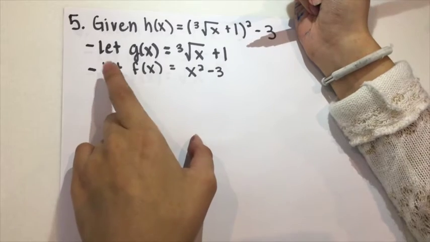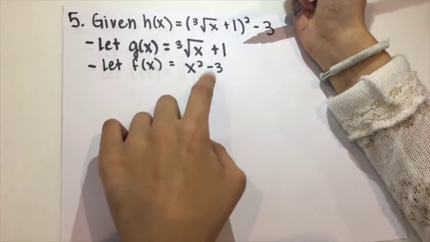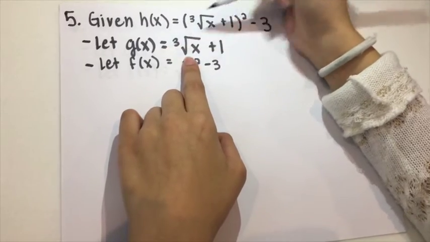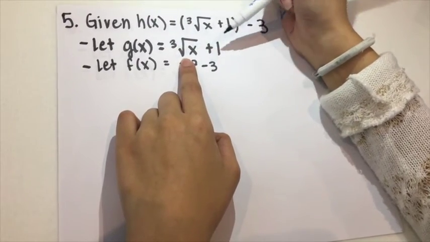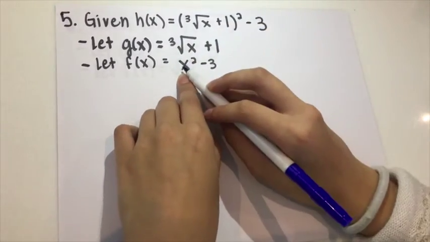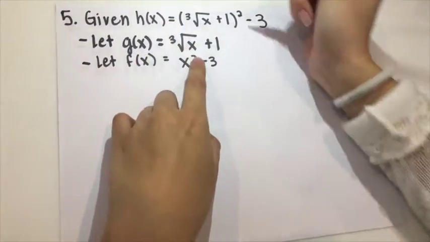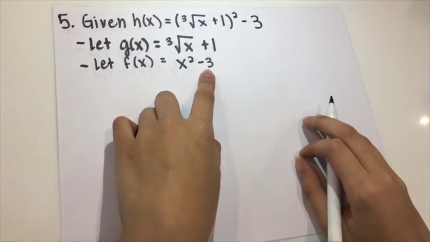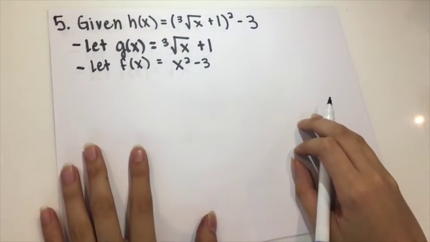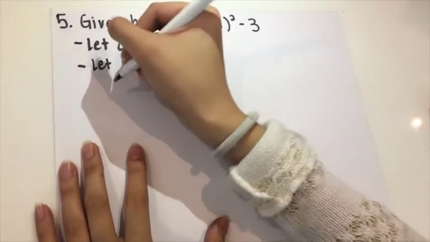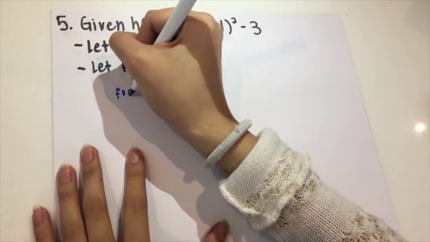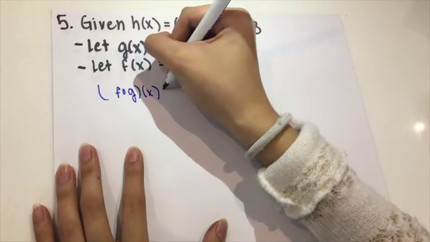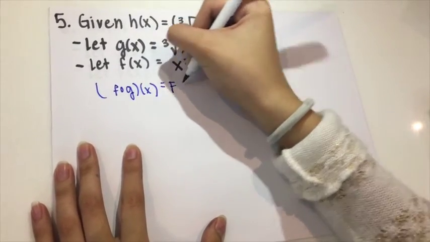Next, let f of x be equal to x squared minus 3. Since we already assigned g of x to cube root of x plus 1, we'll label it as x squared and then minus 3. So now, we know that f of g of x is equal to this.